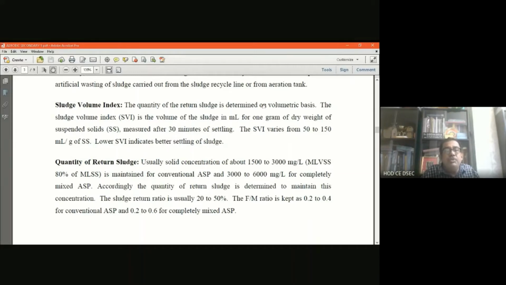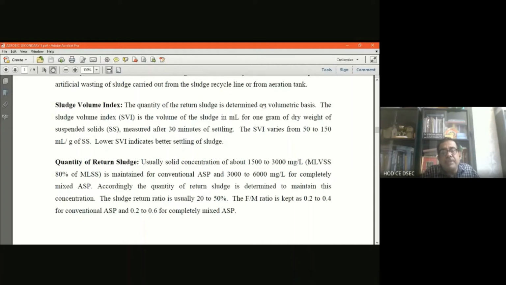Now the sludge volume index is the volume of the sludge in milliliter for 1 gram of dry suspended solids. Sludge, what is sludge? Sludge is a mixture of liquid and solid. So the corresponding volume of the sludge which contains 1 gram of solid in the sludge, that means 1 gram of dry weight of the suspended solid, that corresponding volume will give the sludge volume index, but it is measured after 30 minutes of settling.